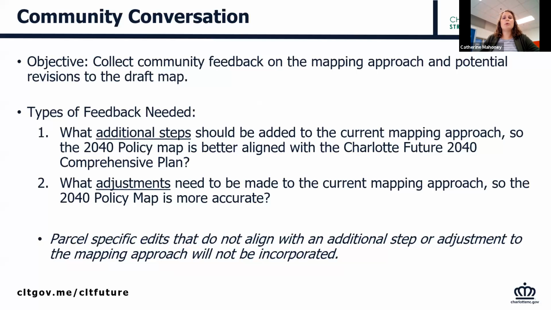So with that, I want to move into the conversation portion of this evening. Because this is a citywide map, we are looking for guidance from the community that can really affect the entire mapping approach. So the two things that we're hoping to discern from tonight's conversation are what are additional steps that we can add to the mapping approach that would help it be better aligned with the comprehensive plan? Or where do we need to tweak the current steps so that the map is more accurate? So those are the types of input we'll be looking for.